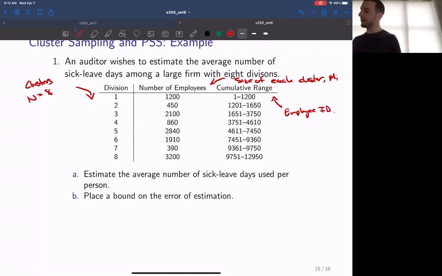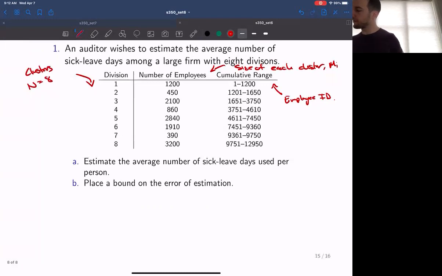Okay, so we want to estimate the average number of sick leave days used per person, and then we want to bound that error. So a pretty traditional style of problem, basically just a confidence interval setup. To do this, we're going to devise a little scheme, talk about how we could select the clusters, and then go forward from there and show the estimation procedure.